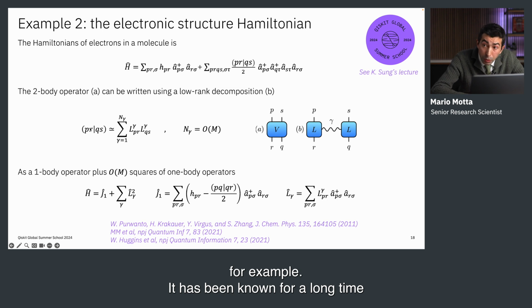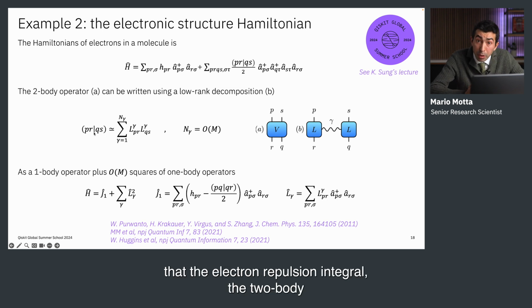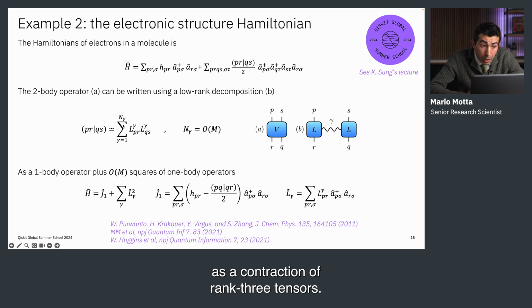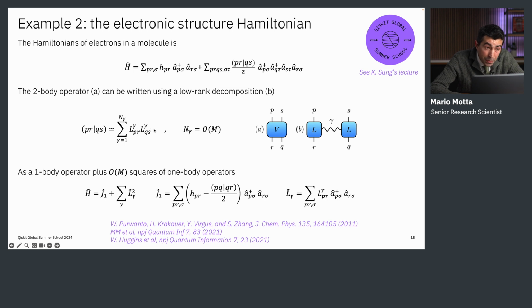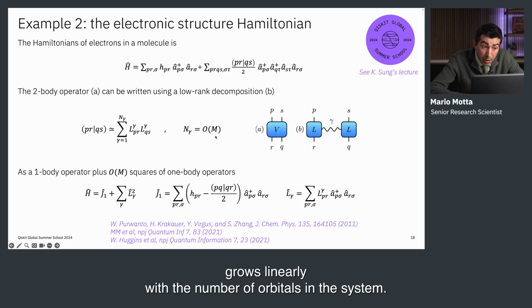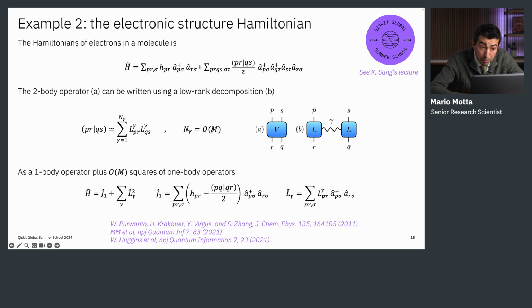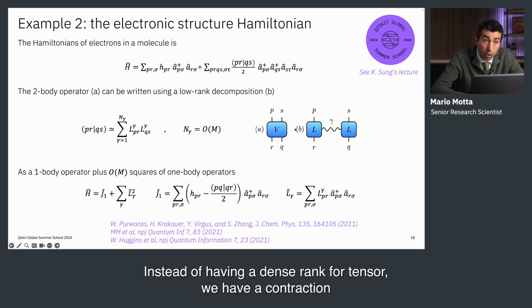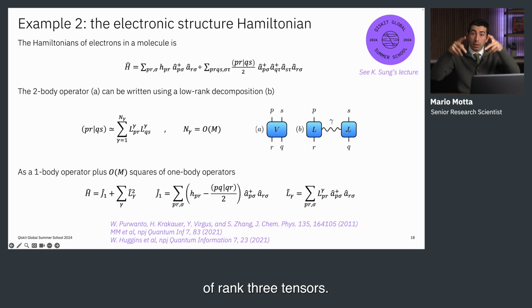A lower scaling comes from a low-rank decomposition, for example. It has been known for a long time that the electron repulsion integral, the two-body part of the electronic structure Hamiltonian, can be written as a contraction of rank 3 tensors. The number of terms in the summation, very importantly, grows linearly with the number of orbitals in the system. A pictorial representation is here on the right. Instead of having a dense rank 4 tensor, we have a contraction of rank 3 tensors.